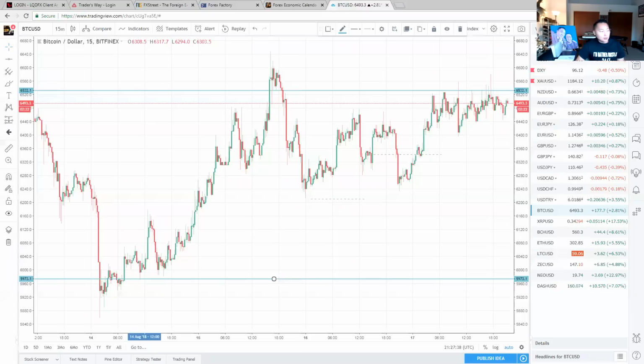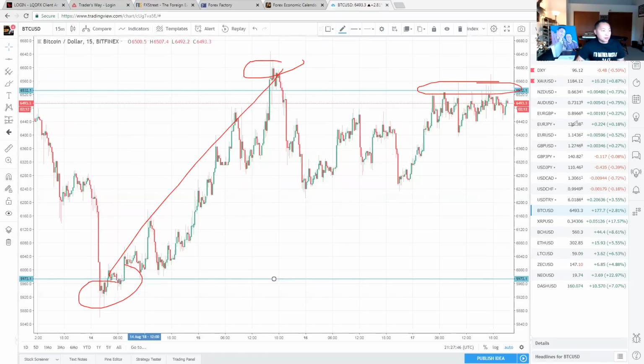We see the massive price that shot down here that started the uptrend. We see a lot of resistance here. Okay. A lot of resistance means it's going to be a sell. That's just my point of view. That's what I started seeing on the 15-minute chart.